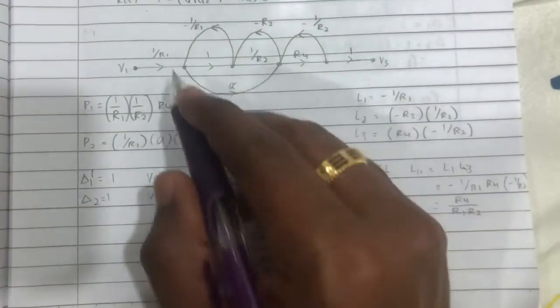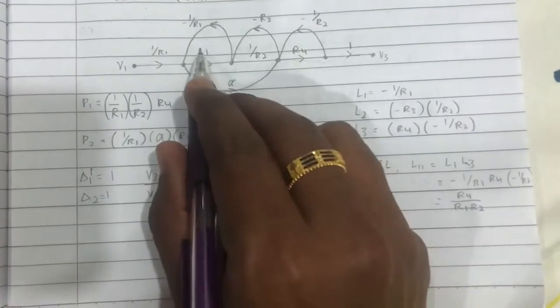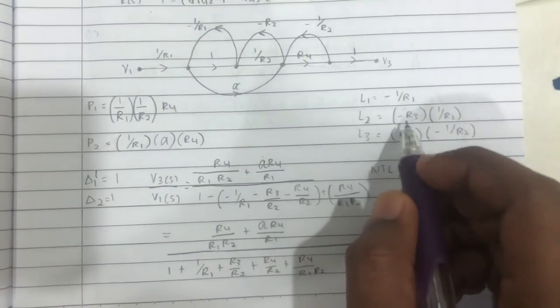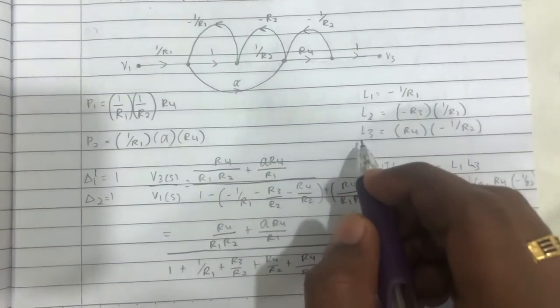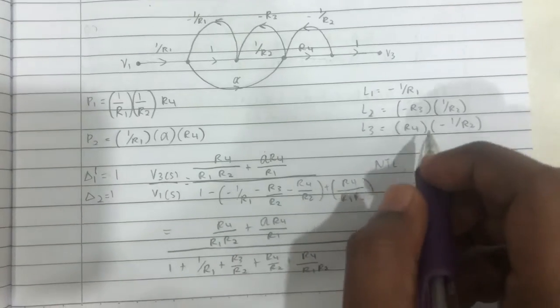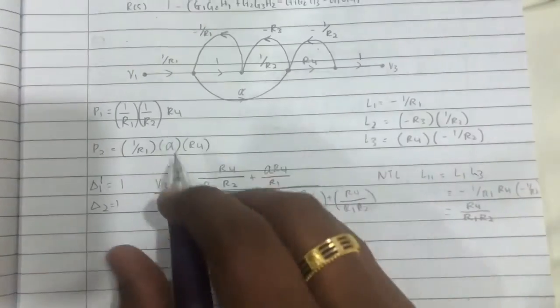From this diagram, we can obtain three loops: negative 1 over R1, this one. Loop number 2 as negative R3 multiplied by 1 over R2, this one. And loop number 3 as R4 multiplied by negative 1 over R2. So we have three loops over here.